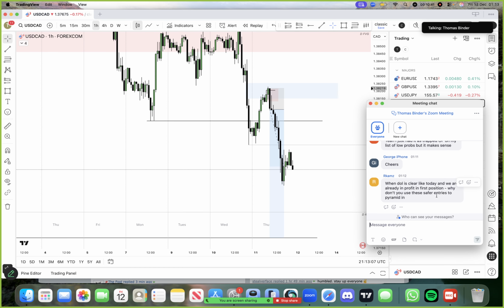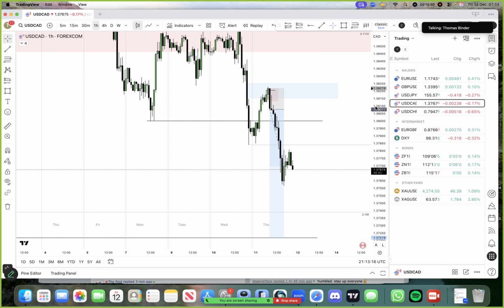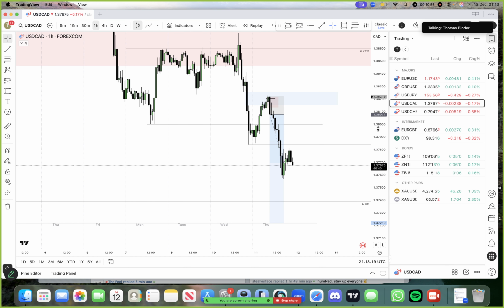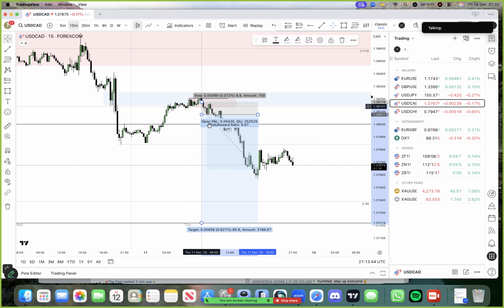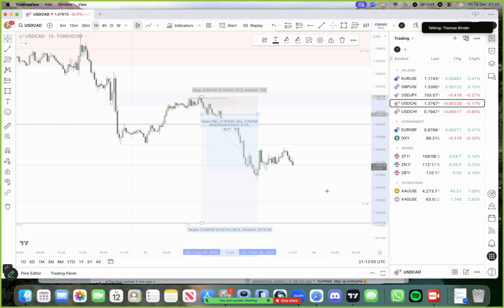Why, when the draw on liquidity is clear like today and we're already in profit in the first position, why don't you use these safer entries to pyramid in? That's actually a good question. The reason I didn't is, obviously we are in drawdown, so I don't want to start trying to add loads of positions and just do too much. I'd rather just try and play it safe. And also, because the risk reward on this is quite high, I'm happy with just letting it play out this one position. Yes, we could have had another entry, but I could have lowered my stop loss to here and then obviously scaled in, but I just didn't want to. Basically, I didn't feel comfortable doing that personally.